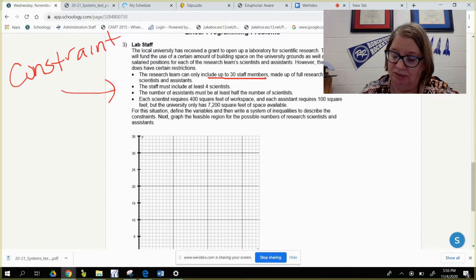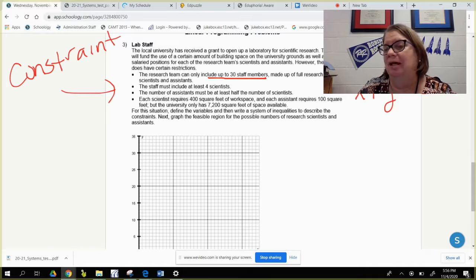Let's define some variables. Let's let X be the number of scientists. And let's let Y be the number of assistants. So if we know that the research team can only include up to 30 staff members, then we would have X plus Y, scientists and assistants, up to 30. So what does that mean? Let's think about that. Can it be 25? Can it be 20? Yes, it could be because it's up to 30.